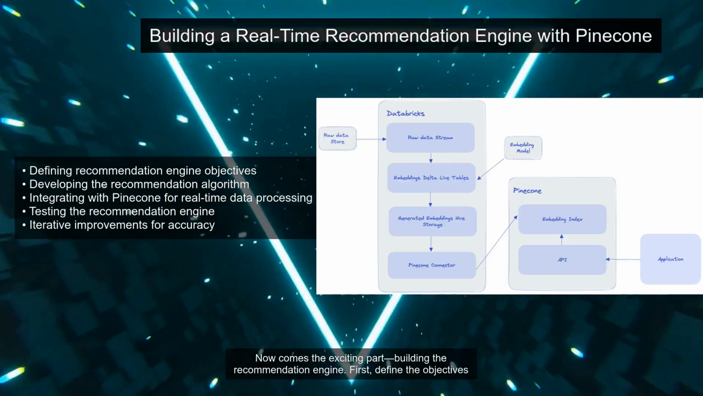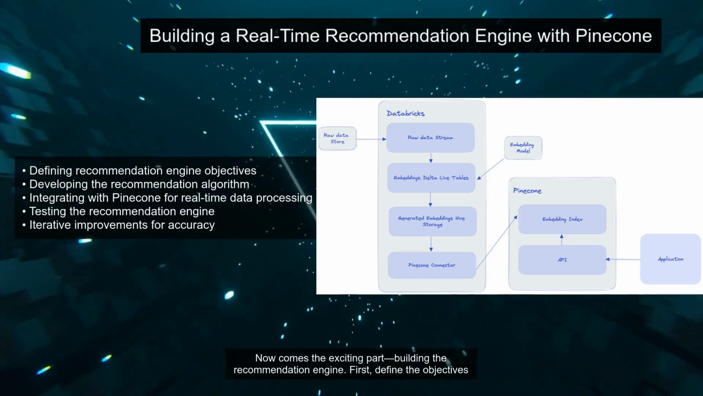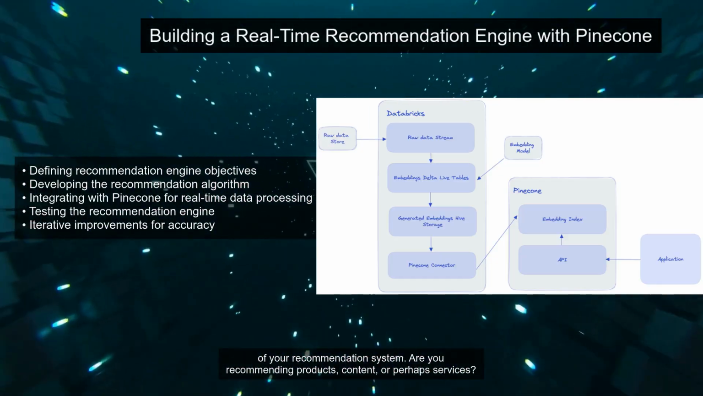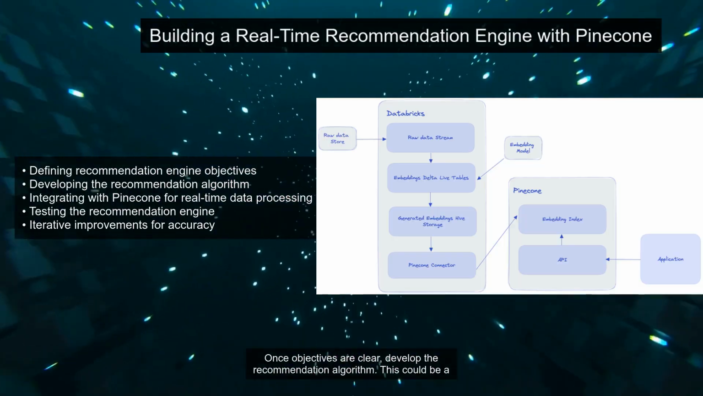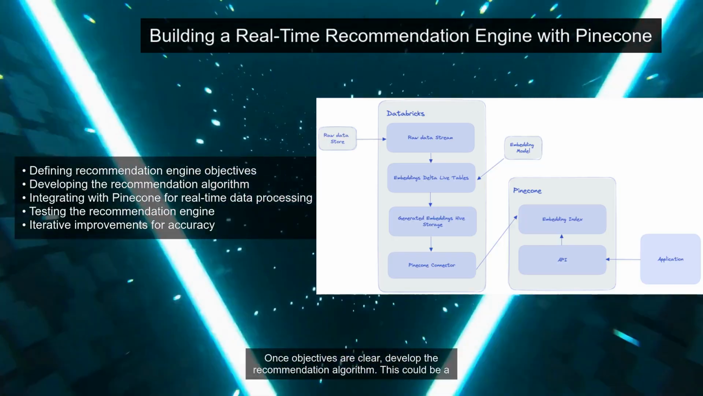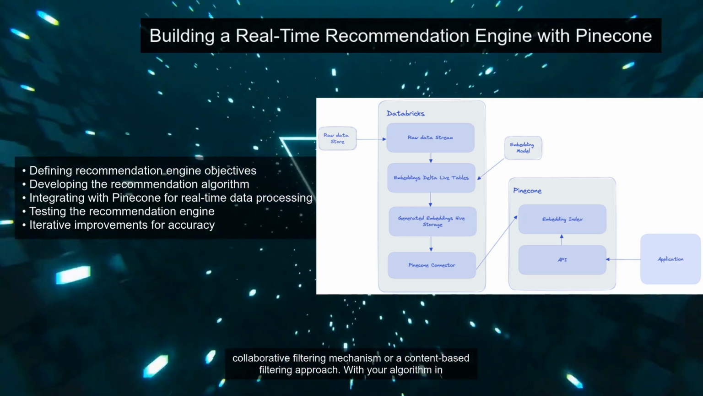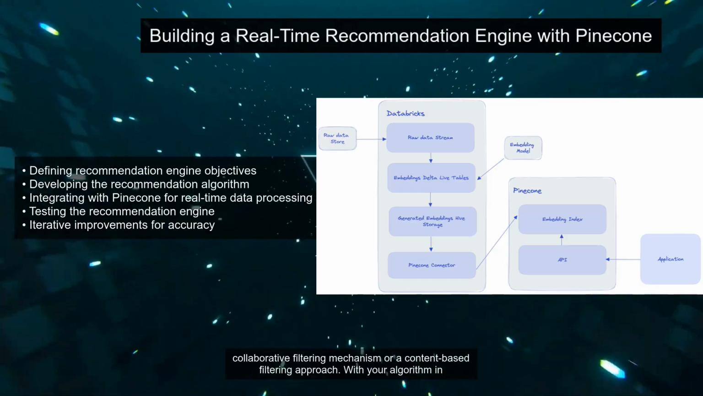Now comes the exciting part: building the recommendation engine. First, define the objectives of your recommendation system. Are you recommending products, content, or perhaps services? Once objectives are clear, develop the recommendation algorithm. This could be a collaborative filtering mechanism or a content-based filtering approach.